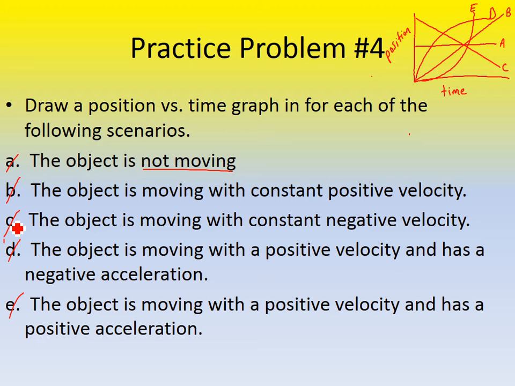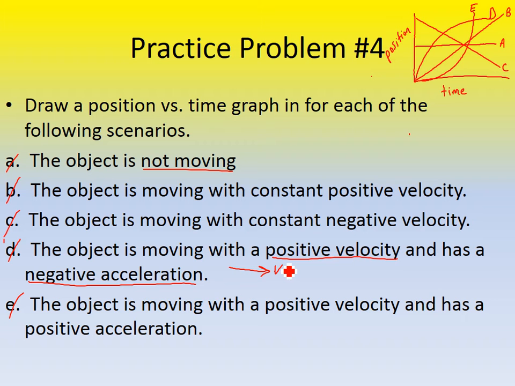Part C. The object is moving with a constant negative velocity. So constant tells us that it's a straight line, but negative velocity tells us the slope is negative. So you'll notice on C, I started up here and then came down in a straight line, negative slope. Okay. Part D and E is where it got a little bit more complicated. So D says the object is moving with a positive velocity and has a negative acceleration. Now, positive velocity, we're going to the right, but how can you have negative acceleration moving to the right?